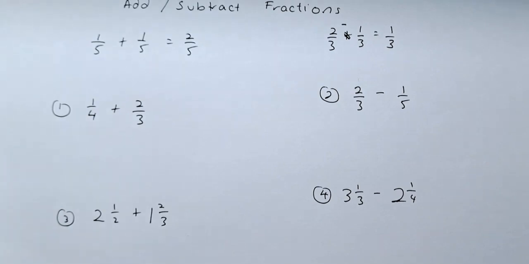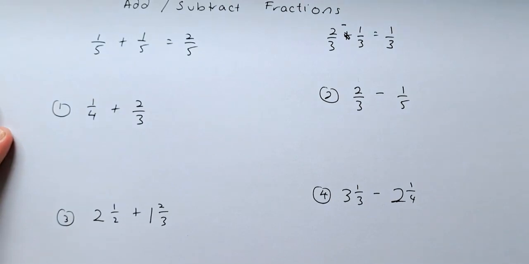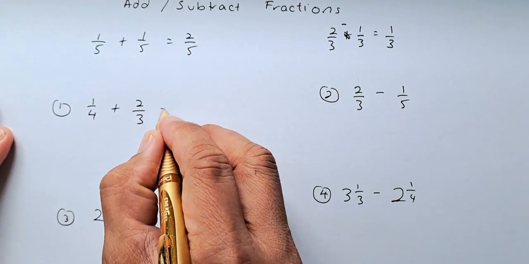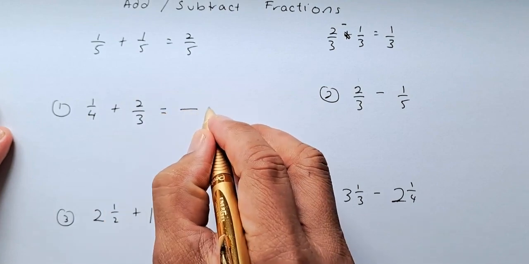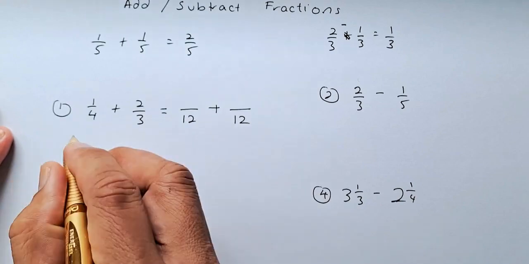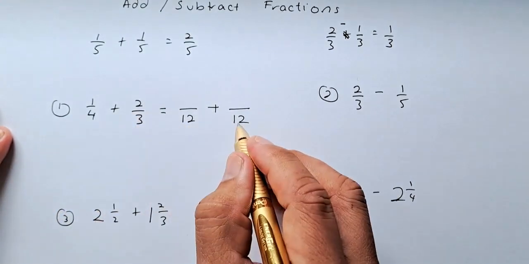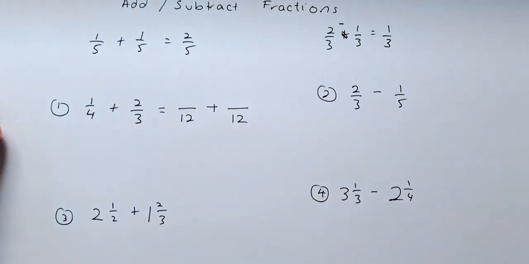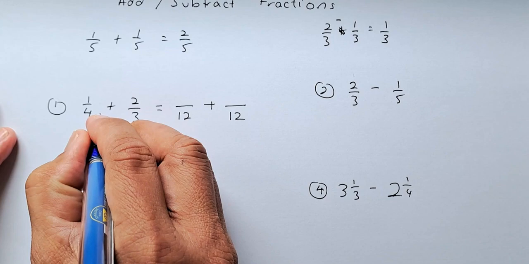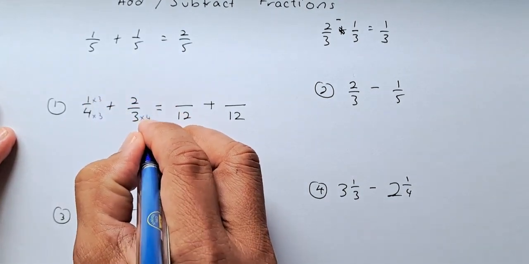Okay, so the first one, 1/4 plus 2/3. To make the denominators the same, you need to have a common denominator. The common denominator is going to be 12. So what happens is that we are going to change 1/4 to an equivalent fraction with denominator 12 and 2/3 to an equivalent fraction with denominator 12. To do that, you need to multiply the first fraction by 3 and the second fraction by 4.